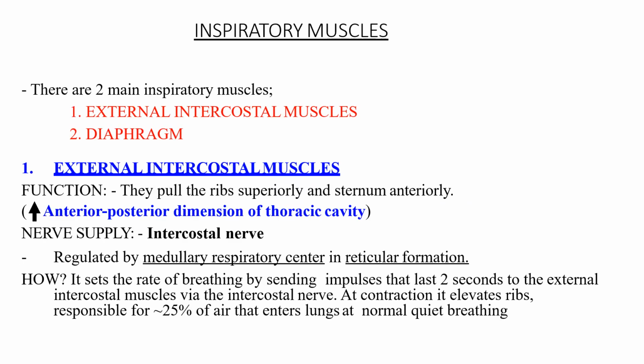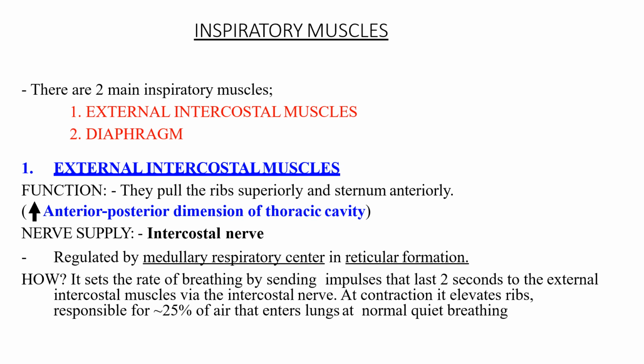So there are two main inspiratory muscles, external intercostal and diaphragm. The external intercostal muscle pulls the ribs superiorly and sternum anteriorly. That is, it increases the anterior posterior dimension of the thoracic cavity. It is supplied by the intercostal nerve. It is regulated by the medullary respiratory center in the reticular formation.